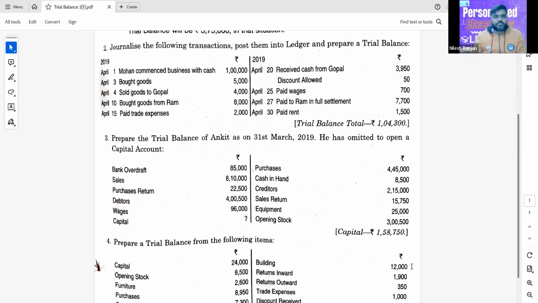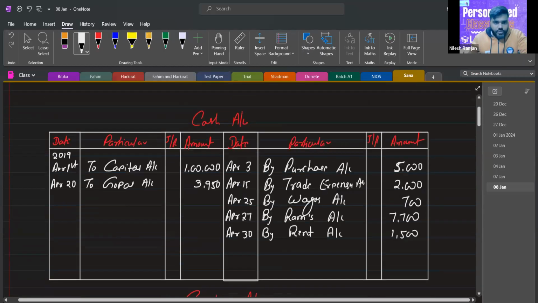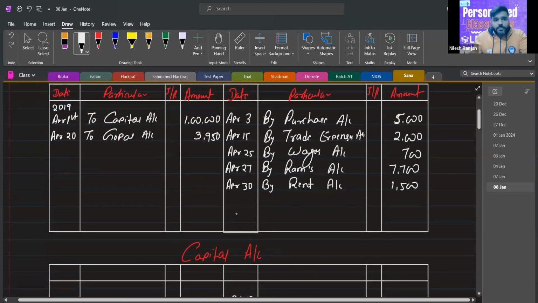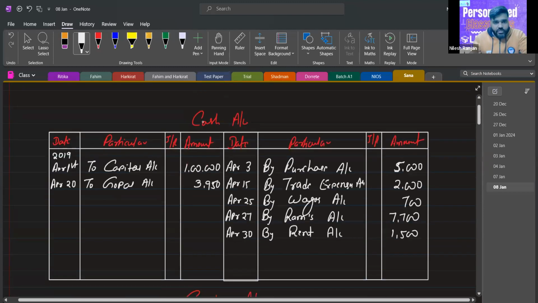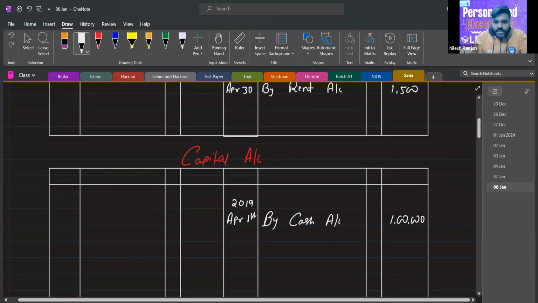Okay, now the journal entry part is completed. So the ledger. Now you can see that for the first transaction, it is cash account debit to capital account. In the cash account, it is to capital. In the capital account, it is by cash.